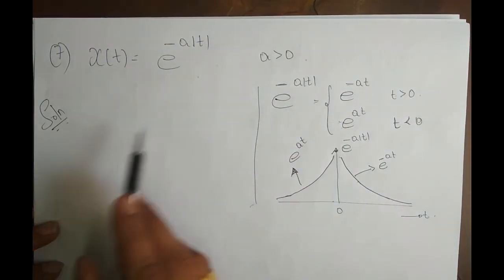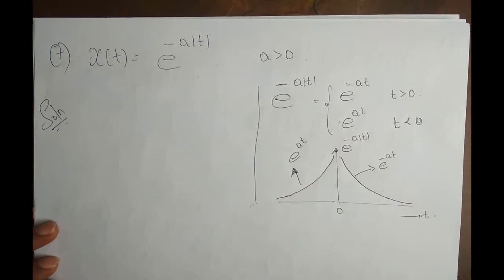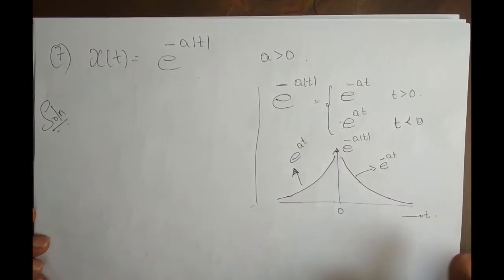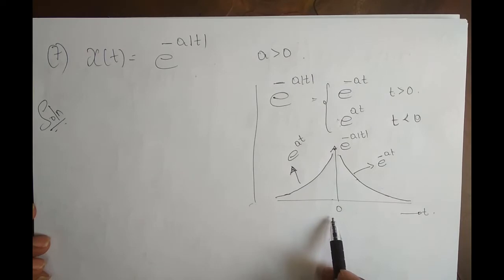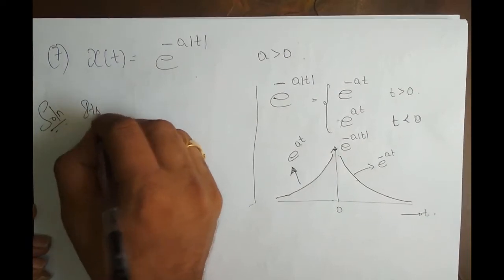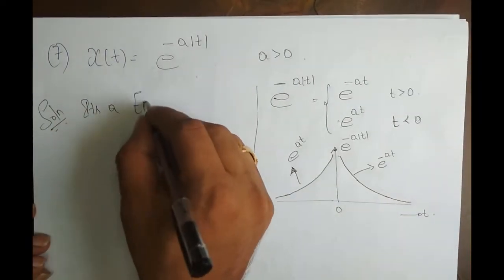Now I have to check whether this signal is an energy signal or a power signal. If it is energy, I need to find its energy, and if it is a power signal, I need to find its power. So is it a periodic signal? No, it's not periodic. It's not repeating after a particular time interval. It's a non-periodic signal, so therefore it's an energy signal.